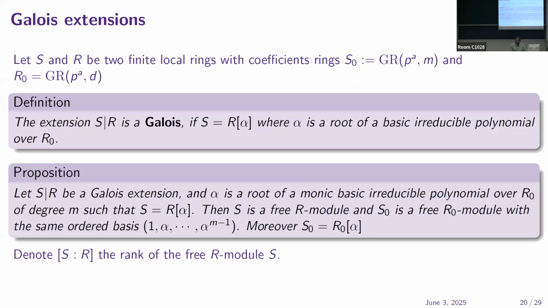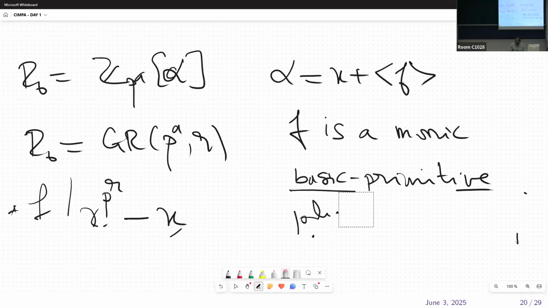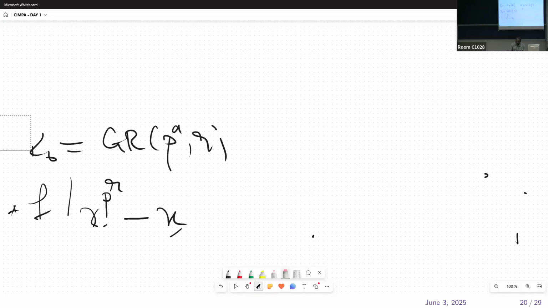Okay, Galois extension of a local ring. We take two local rings. S is the Galois extension of R if S equals R[alpha], where alpha is the root of the monic basic irreducible polynomial. I explain this. Simple. S is the Galois extension of R.